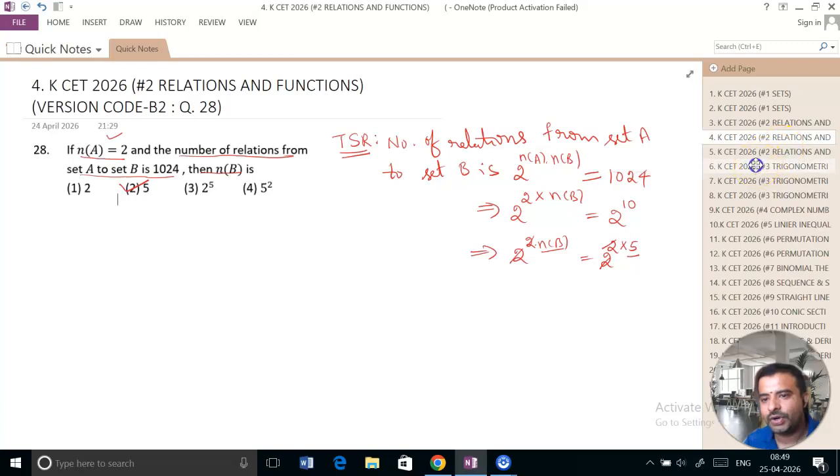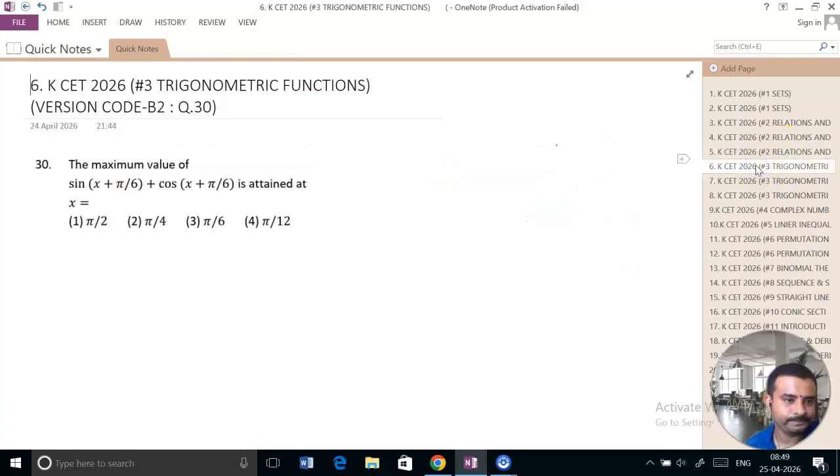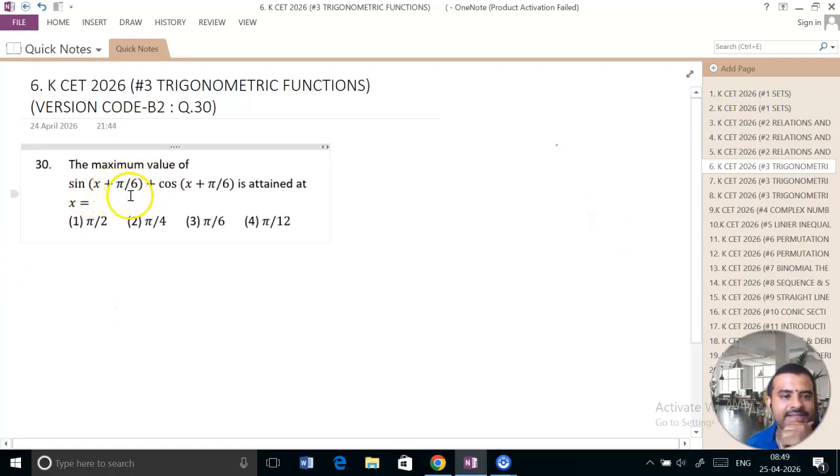See, next I'll move on to trigonometry. So here they gave three questions from trigonometry this time. Last year they gave two questions, so this year they asked three questions. The first question is, the maximum value of sine of x plus pi by 6 plus cos of x plus pi by 6 is attained at.